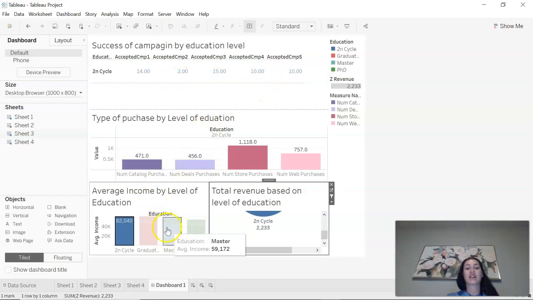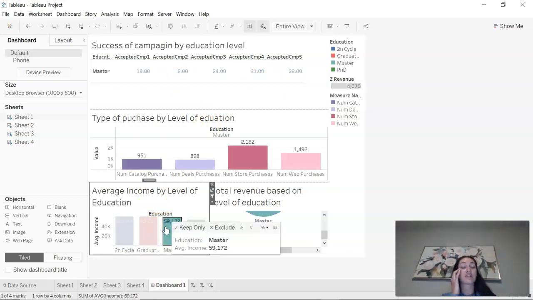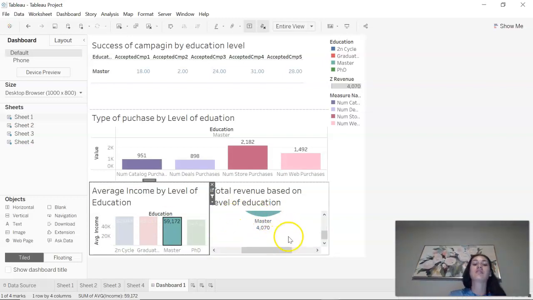That's a lot different from checking out something like masters. Masters have the second lowest income. However, you can see that they're almost double the revenue created by the second cycle education level that we just saw.